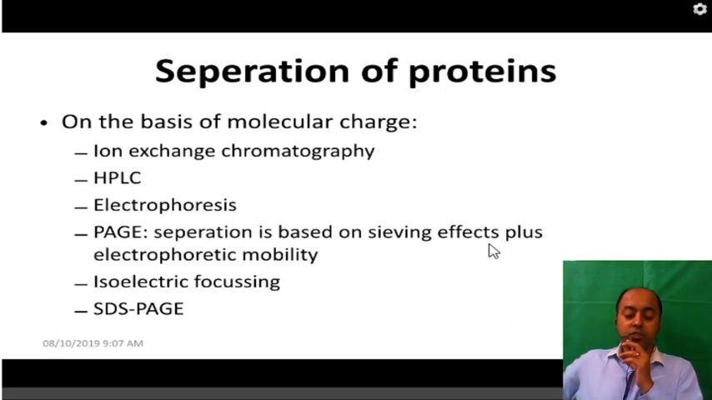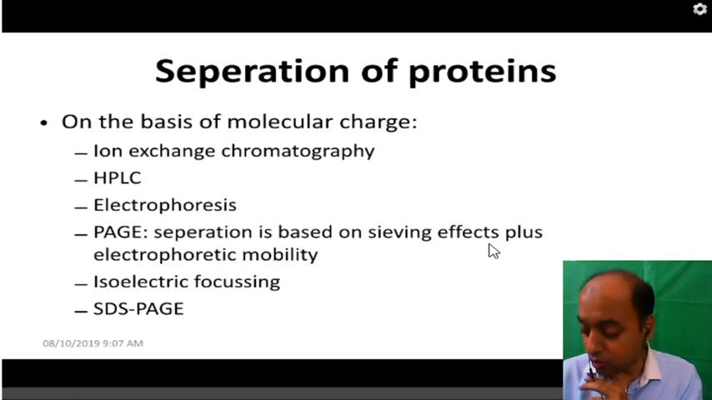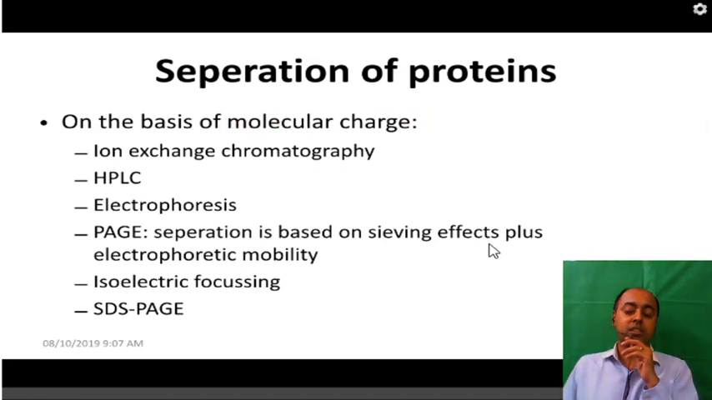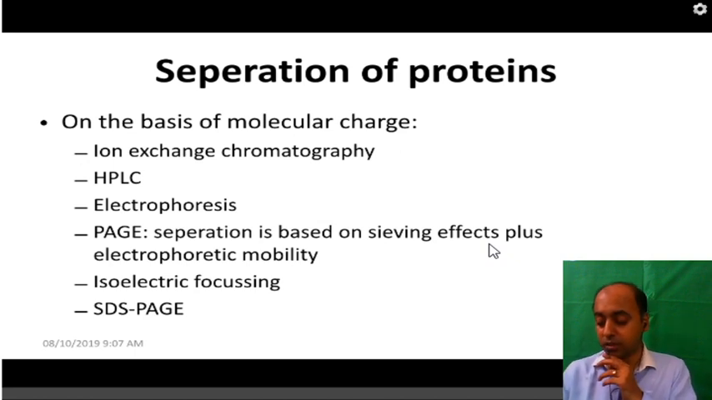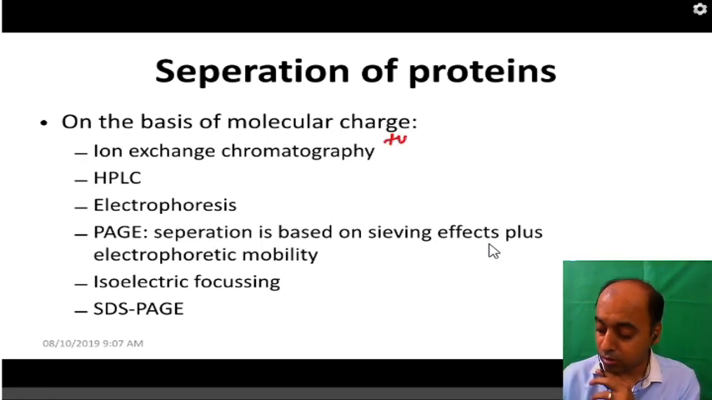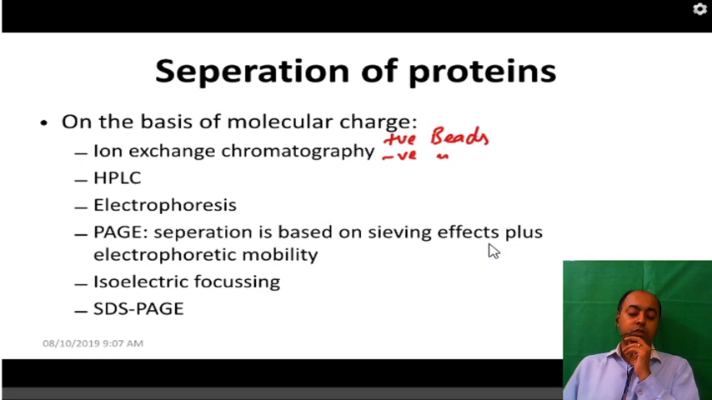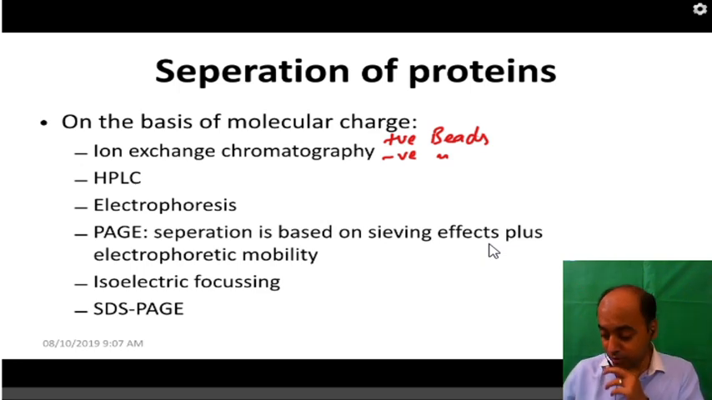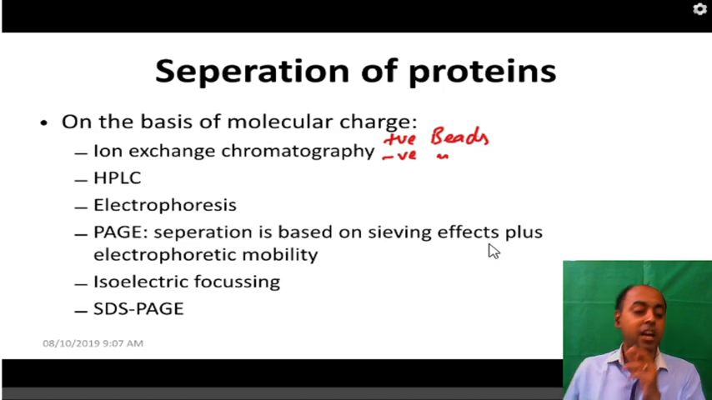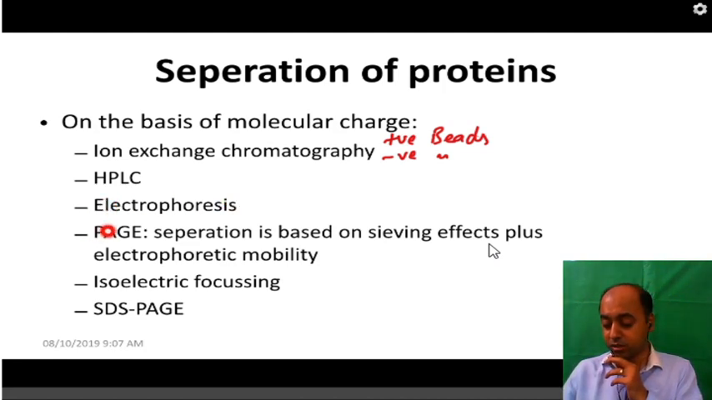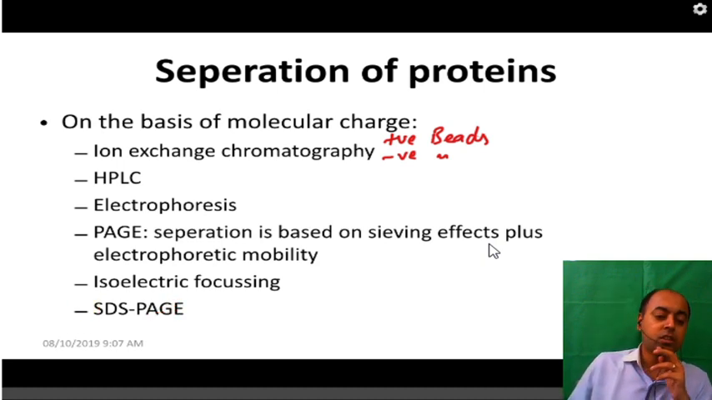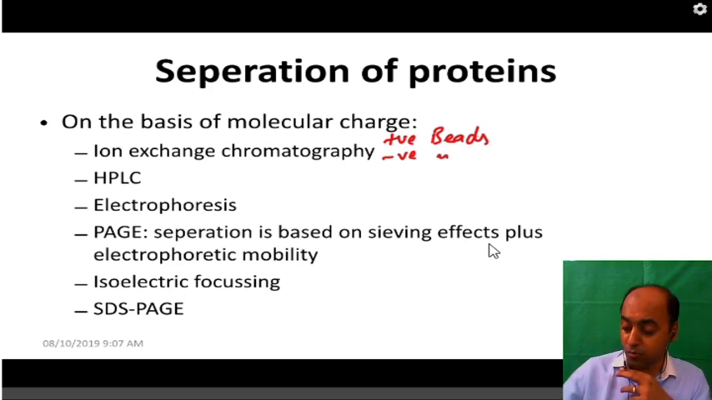Most commonly nowadays we separate the proteins on the basis of their molecular charge. There are a large number of mechanisms by which we can do this. The ion exchange chromatography can be based on positive as well as the negative beads depending on what is your target. Same for HPLC, high performance liquid chromatography, the electrophoresis, the PAGE, the isoelectric focusing, and SDS-PAGE. All of these will carry out the separation of protein on the basis of molecular charge.